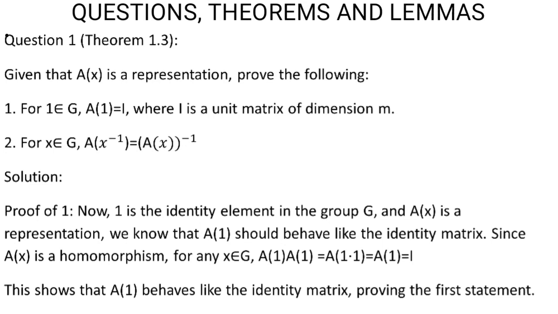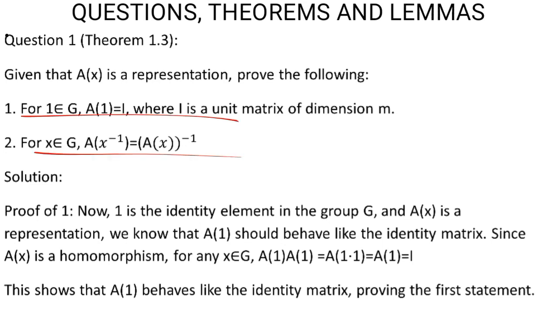So question number 1 says, given that AX is a representation, so you know what a representation is now, it means that it satisfies our morphism relationship, right? Then we're to prove that for 1 in G, 1 being an identity element in G, A1 will give us the identity unit matrix of dimension M. That's the first one. And 2, for X in capital G, the representation matrix of X inverse is the same thing as taking the representation matrix all inverse. So we have to prove these two things, okay?